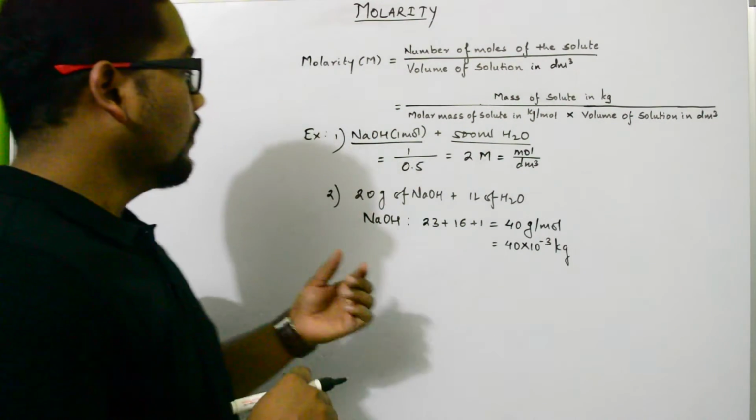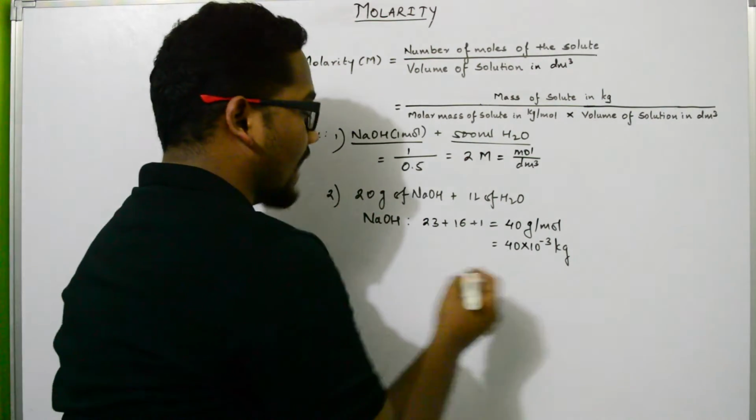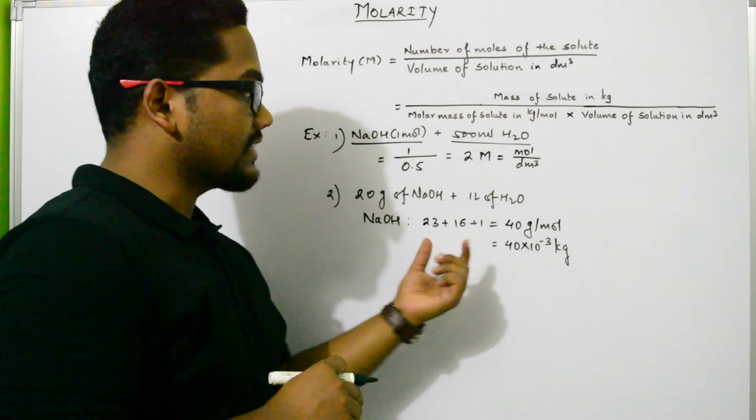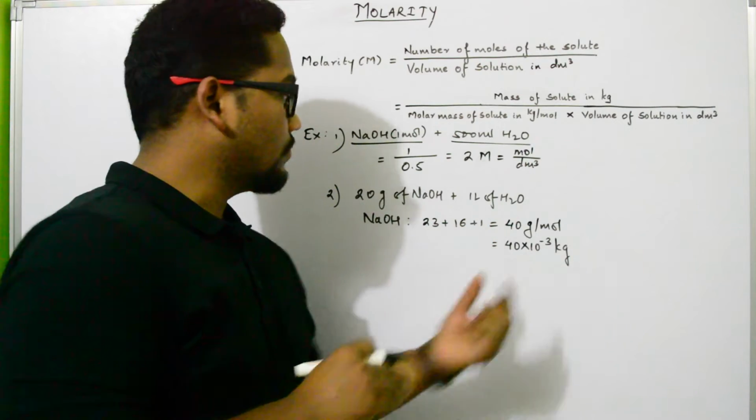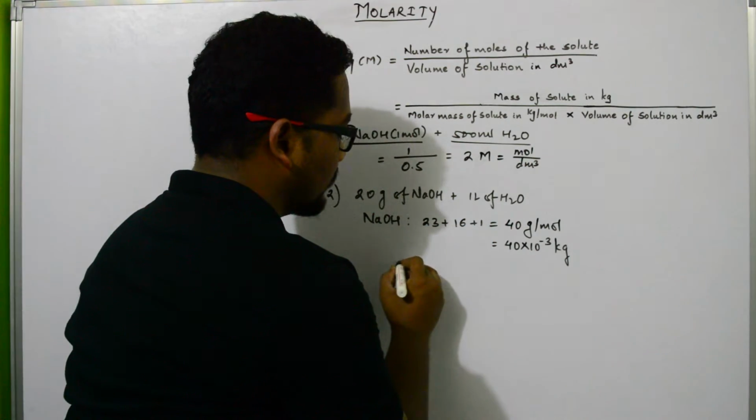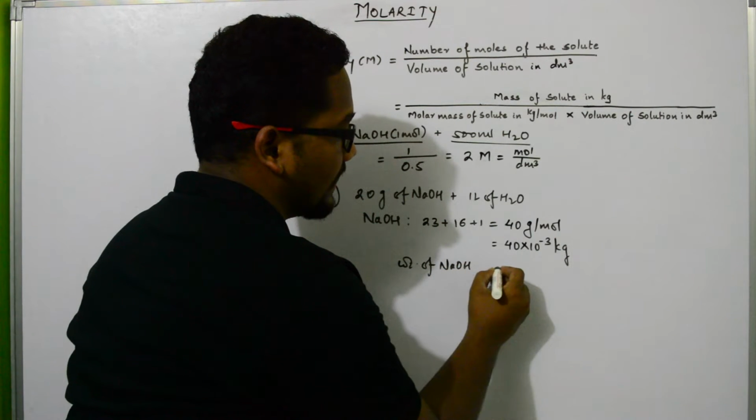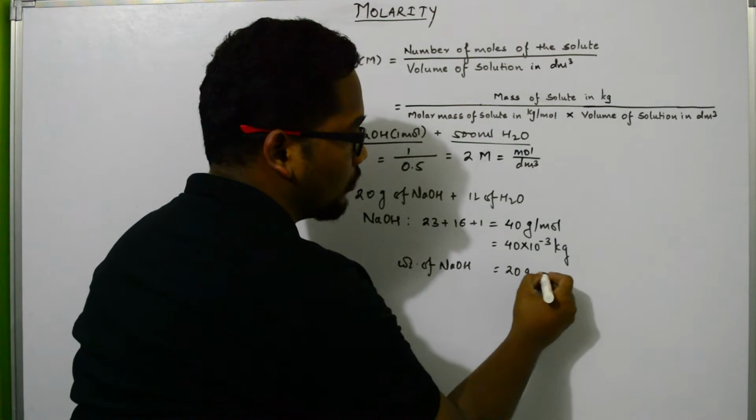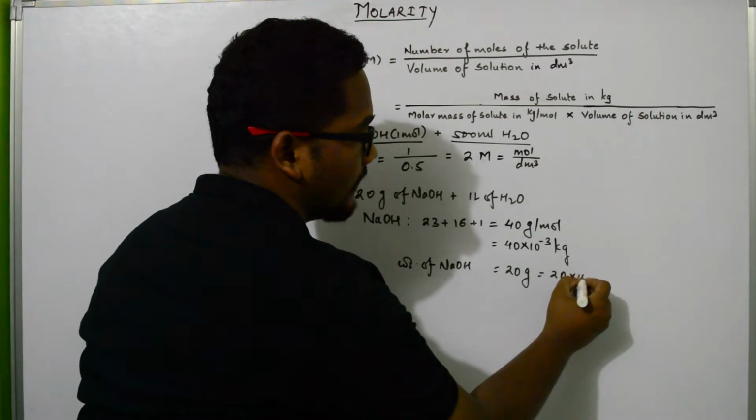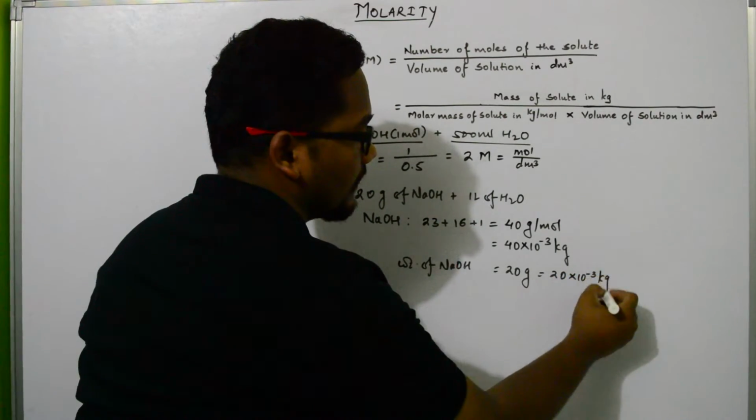Now, 20 grams of NaOH. I will have to keep all the values in the same unit. So in this case, I will convert the weight of the substance, which is nothing but the weight of NaOH, 20 grams. So I will convert this 20 gram into kg, which will come out to be 20 into 10 to the power of minus 3 kg.